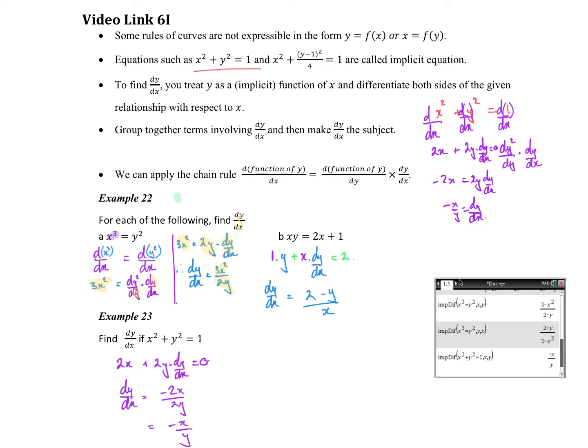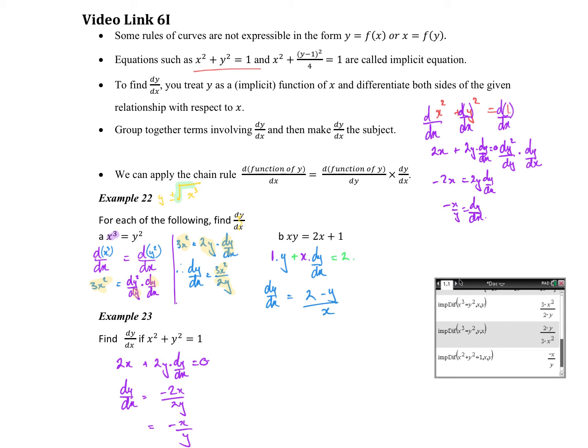I could have taken the square root of x cubed, y is equal to that, plus or minus, and differentiated and got a similar answer. Okay, but it's just tidier this way.